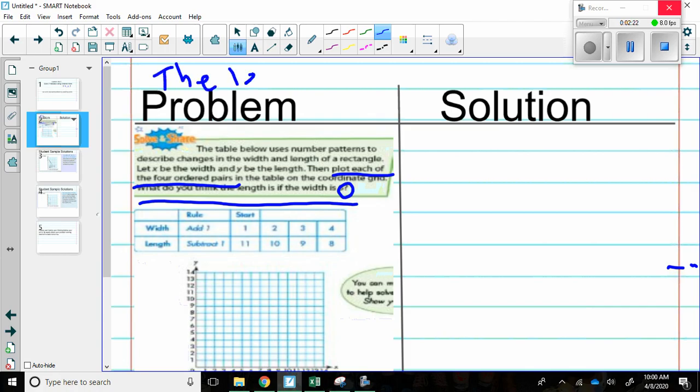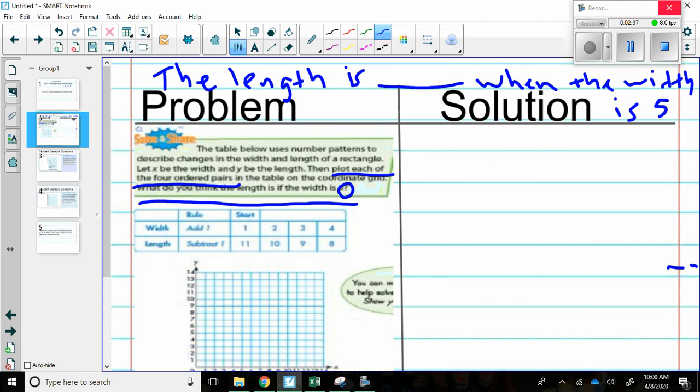The length is blank when the width is 5. So we're wanting to find the length after we solve all of this.